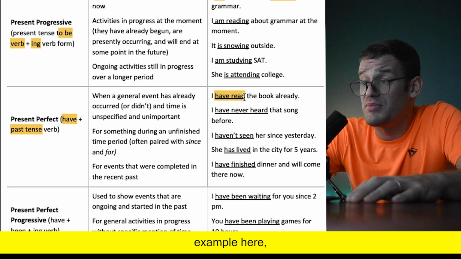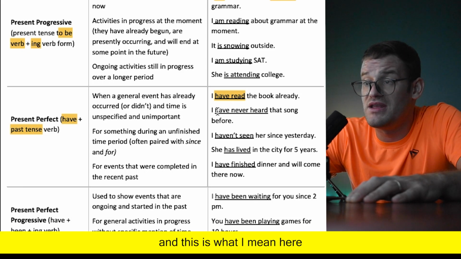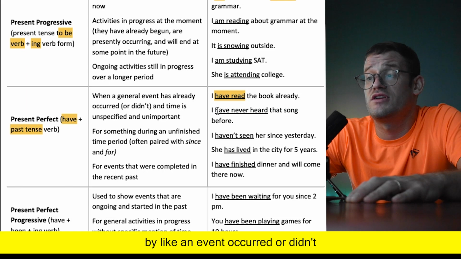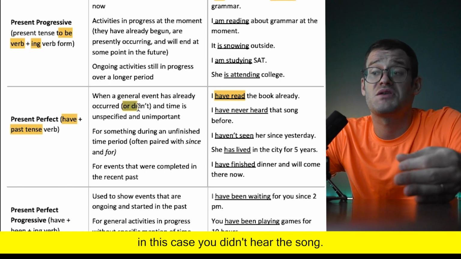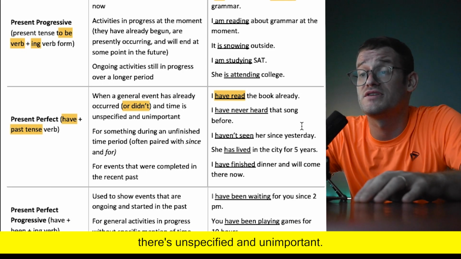Our second example here, I have never heard that song before. And this is what I mean here by an event occurred or didn't. In this case, you didn't hear the song, but again, the time frame there is unspecified and unimportant.